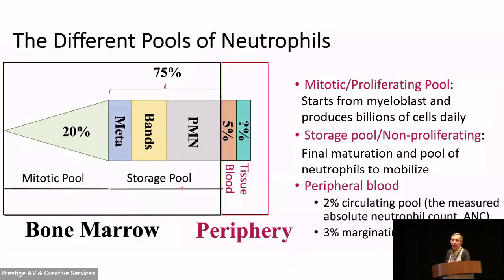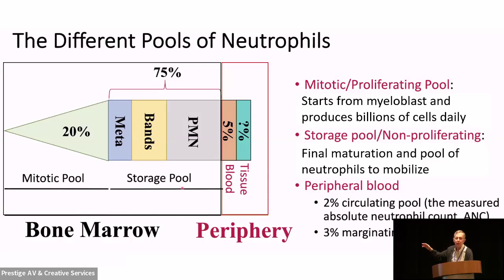And what you see in the blood is just a tiny proportion of the neutrophil development series. You can see that off to the right in the periphery of the body, you have blood and tissue neutrophils. They exit the blood, and nobody really knows how many are in the tissue. Probably depends a bit on how much inflammation is going on. But look at all of the ones back in the bone marrow. There is a storage pool of neutrophils, polymorphonuclear cells, and bands, metamyelocytes, and then there's a mitotic pool, meaning dividing cells that are making these cells.